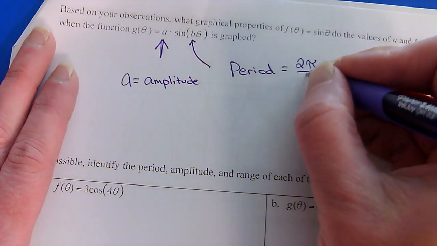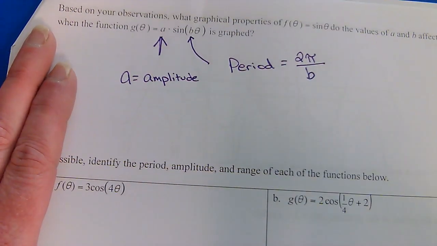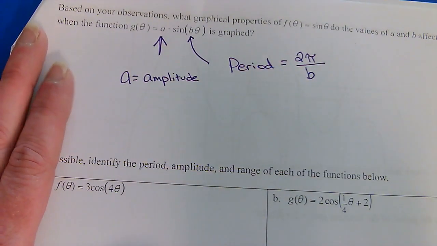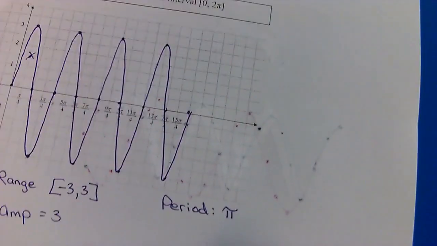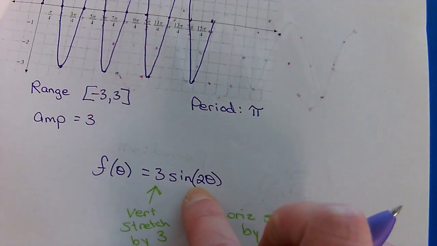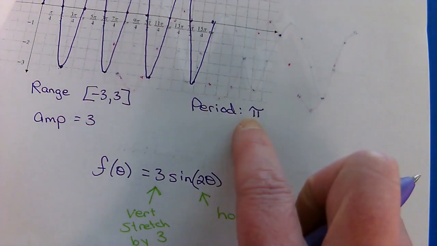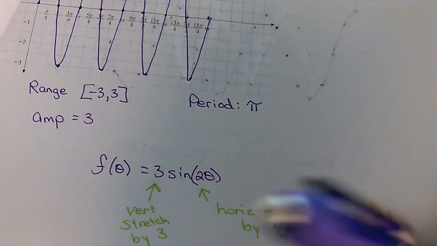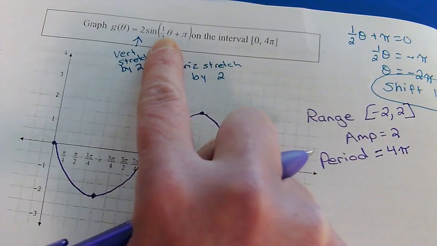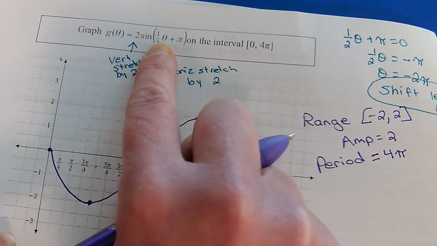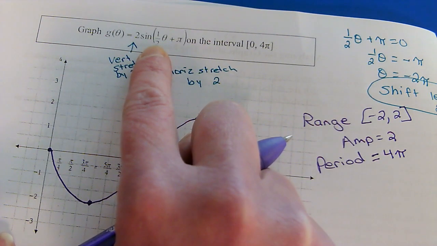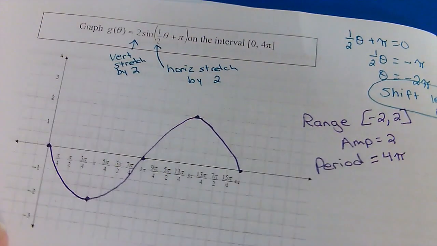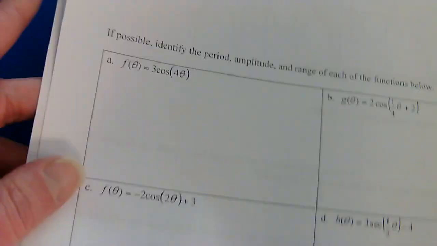It's going to be the normal period of 2 pi divided by B. So let's see if that works. The B here was a 2. 2 pi divided by 2 is pi. This one had a 1/2. If I take 2 pi and divide by 1/2, that's the same as multiplying by 2, I get 4 pi.